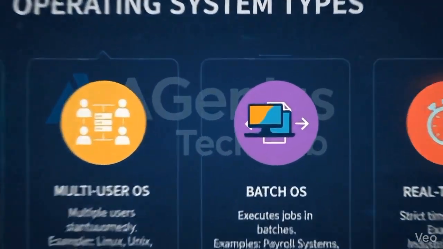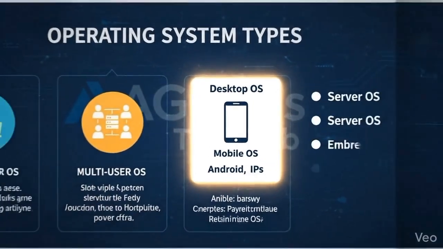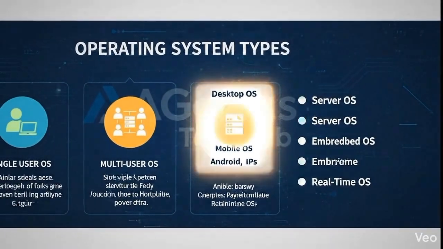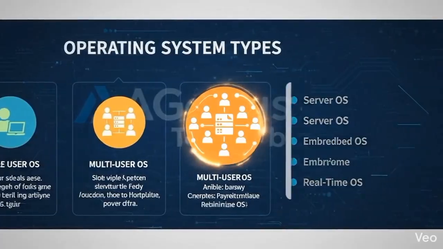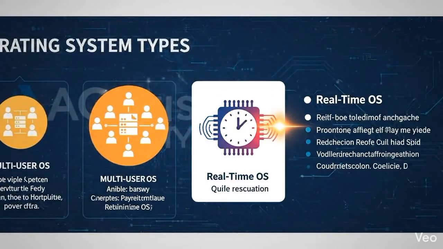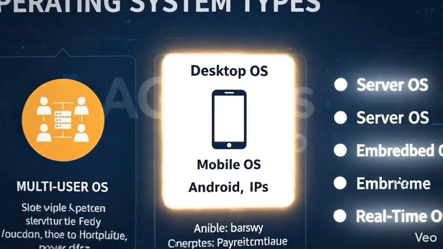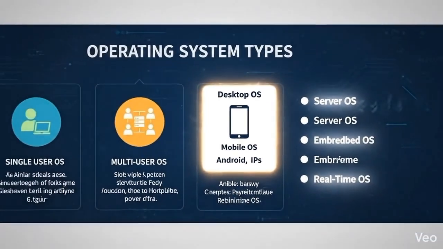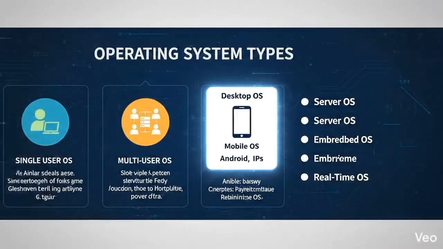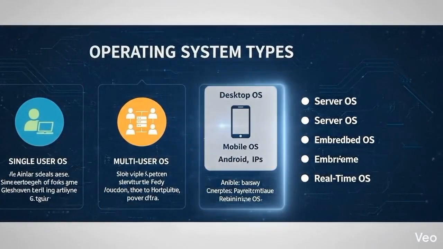Now let's understand the types of operating systems in simple language. Desktop OS, used in PCs and laptops. A multi-user OS allows multiple users to use the system at the same time. Example, Linux servers. There are also server OS, embedded OS, and real-time OS. But for beginners, desktop OS and mobile OS, used in smartphones, matter most. Single-user OS is used by one user at a time.